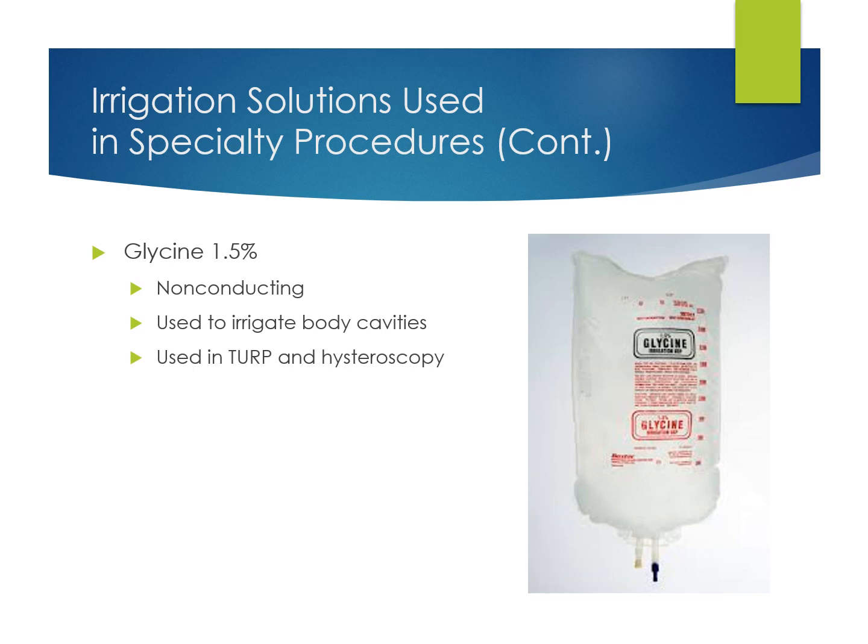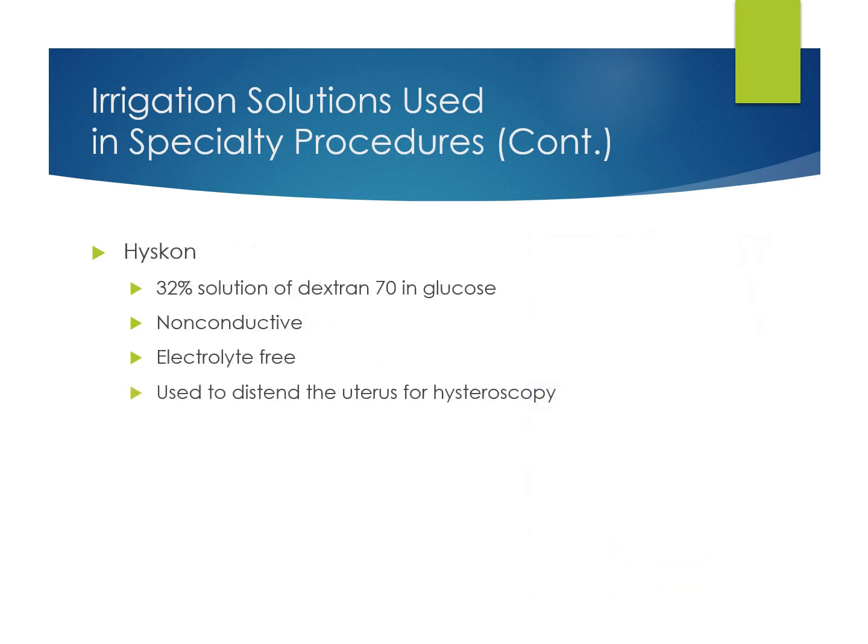Glycine, 1.5%. It's sterile, non-conductive, and it's used to irrigate body cavities. It can also be used in TURPs and hysteroscopies. Hyscon is a 32% solution of dextran 70 suspended in glucose. I've not actually ever seen this used, but it can be used in the uterus during hysteroscopy and used to irrigate blood and tissue debris from the surgical site.